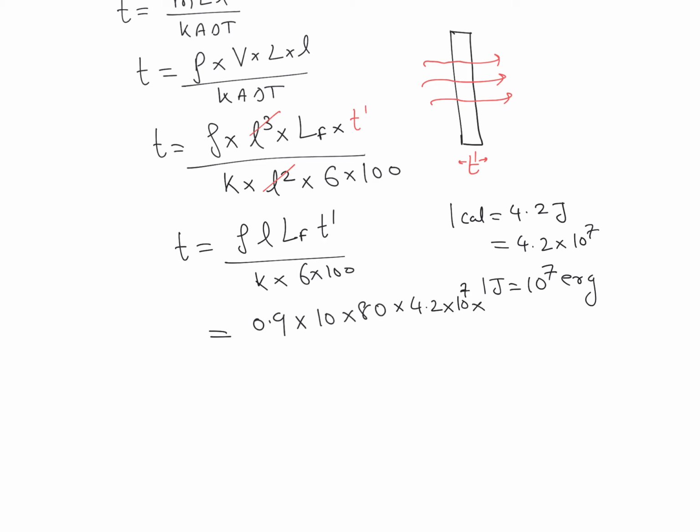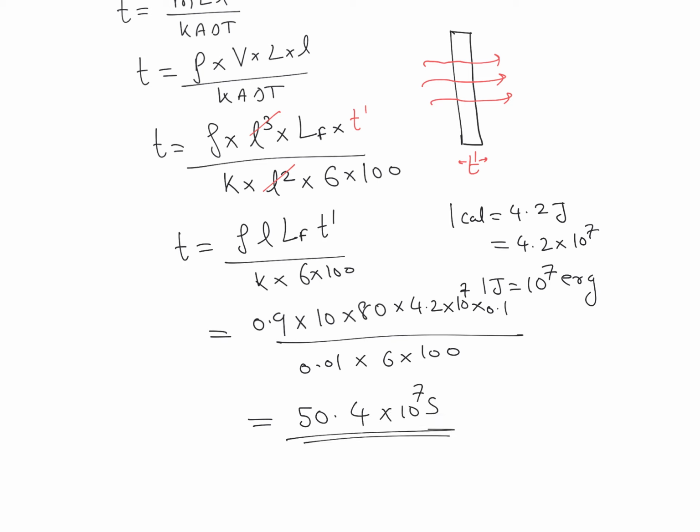The thickness in the question, we already identified that it is given as 1 millimeter or 0.1 centimeter, divided by the value of K, which is given in the question as nothing but 0.01, into the value of 6 into delta T, which is 100. So we'll get the answer as nothing but 50.4 into 10 raised to 7 second. So this will be the actual time taken.